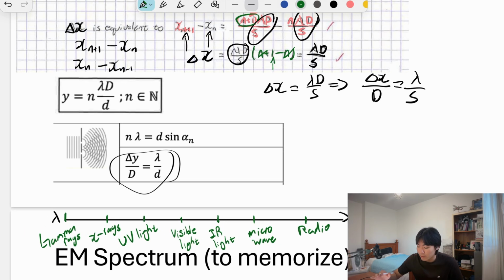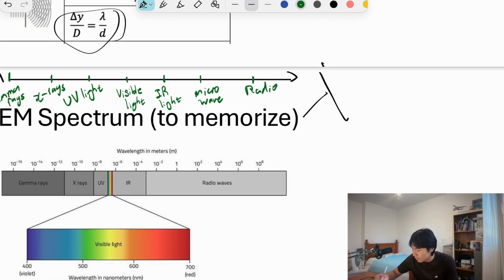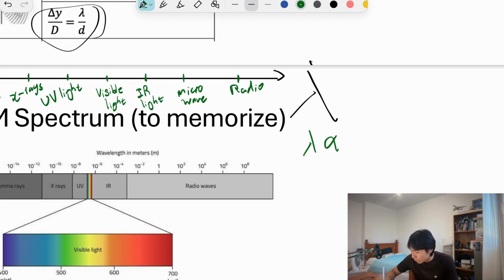If you're given to state an order from the longest frequency to the shortest, the list would be flipped, right? Because you know that lambda is inversely proportional to frequency, and you know that lambda is equal to c over f, where c stands for the speed of light, right?